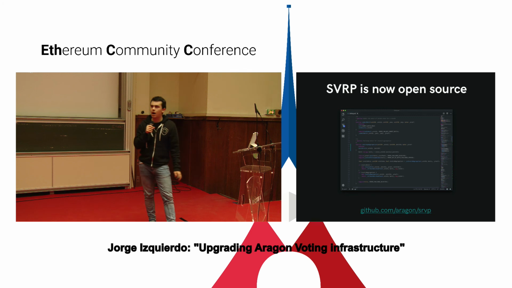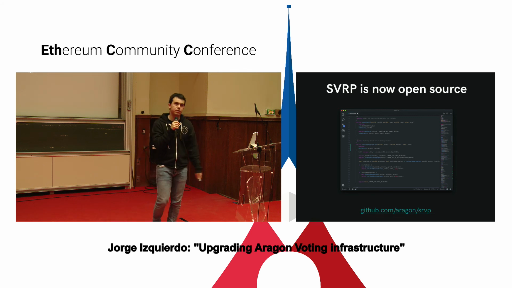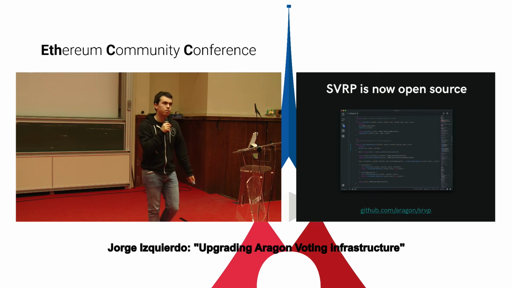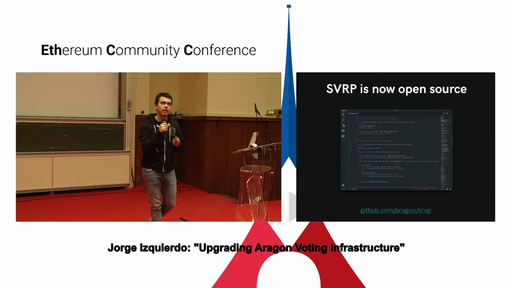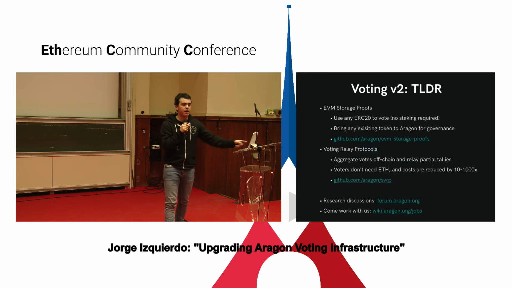So with this, we just made the first iteration of the simple voting relay protocol open source today. This is a fork of the current Aragon app. It's still a proof of concept, but it's actually working with storage proofs and everything, and we're super happy to be advancing in that regard.